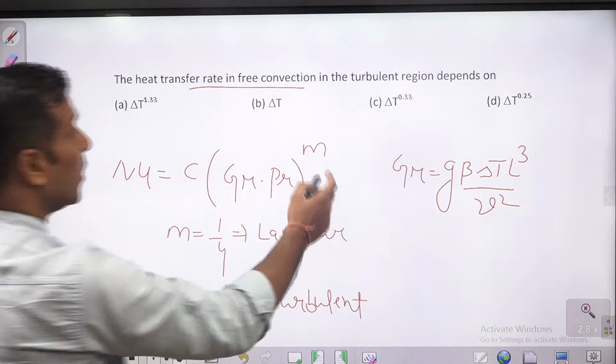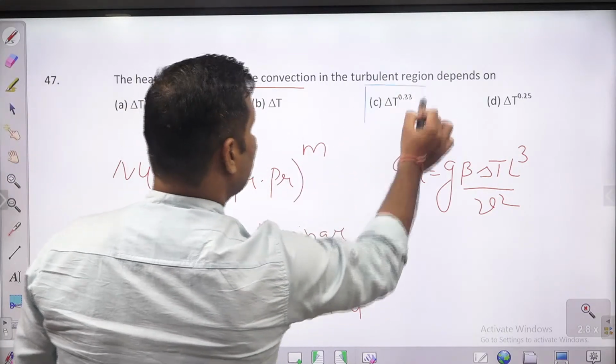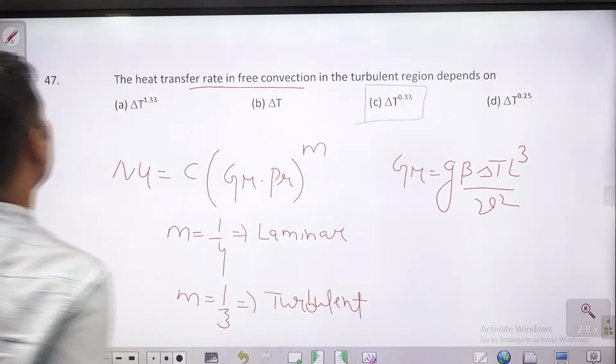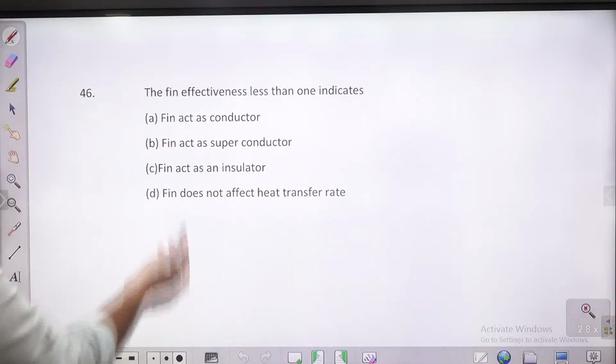That's why you can answer here, sir, for the heat transfer rate in free convection, the h is directly proportional to what? Delta T to the power 0.33. Why? Because for 1/3 you will have 0.33. Option C will be the answer. You can answer this one easily.